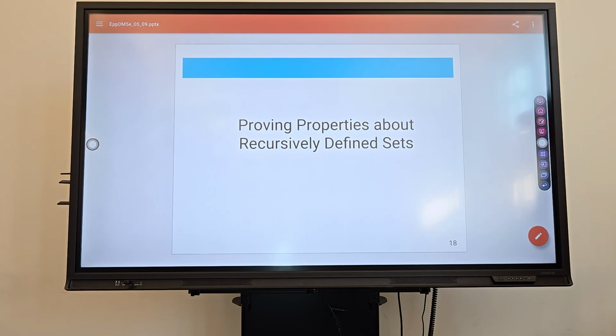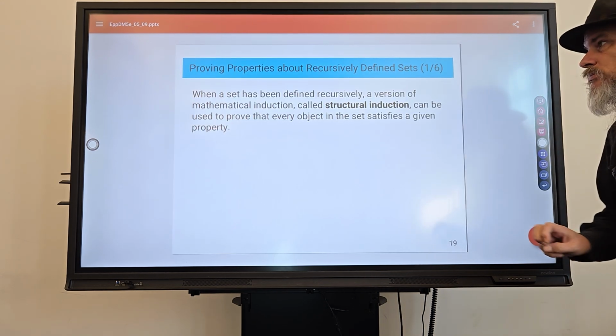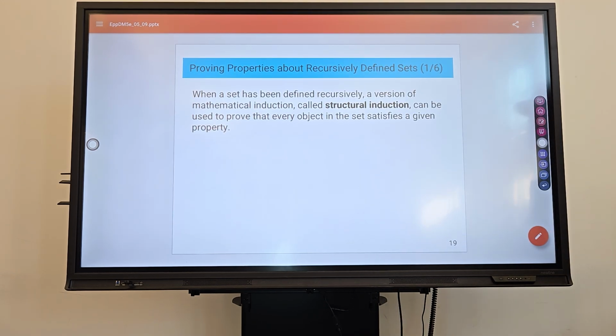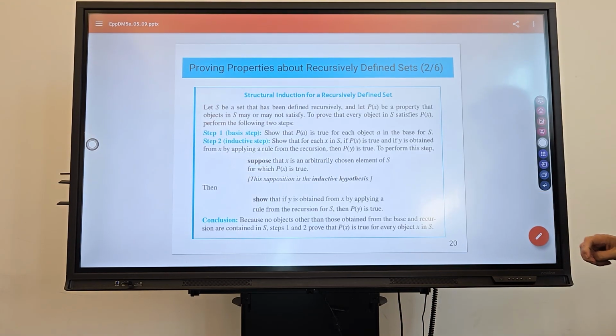Proving properties about recursively defined sets. When a set has been defined recursively, a version of mathematical induction called structural induction can be used to prove that every object in the set satisfies a given property. So, structural induction for a recursively defined set.